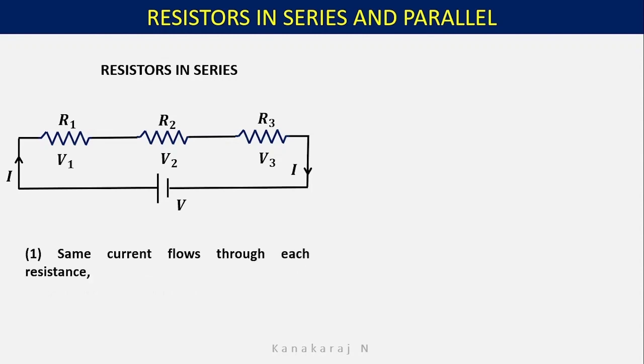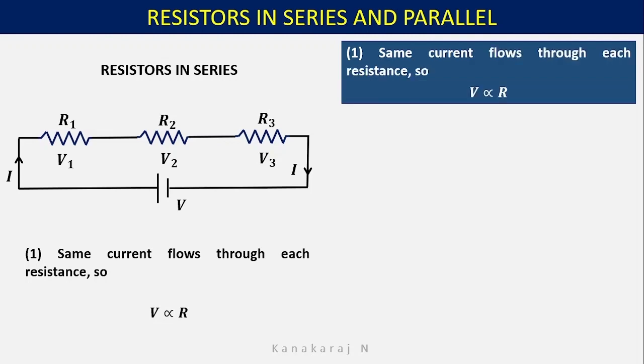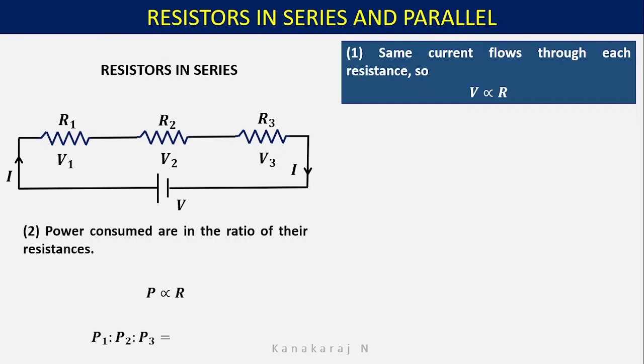Same current flows through each resistance, so we can say that V is proportional to R. Power consumed is in the ratio of their resistances, P proportional to R. In series combination, power consumed is in the ratio of their resistances. P1 is to P2 is to P3 equals R1 is to R2 is to R3.